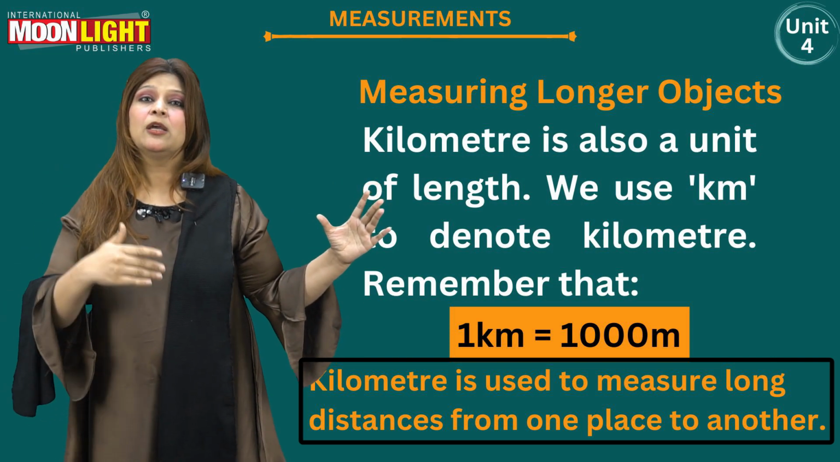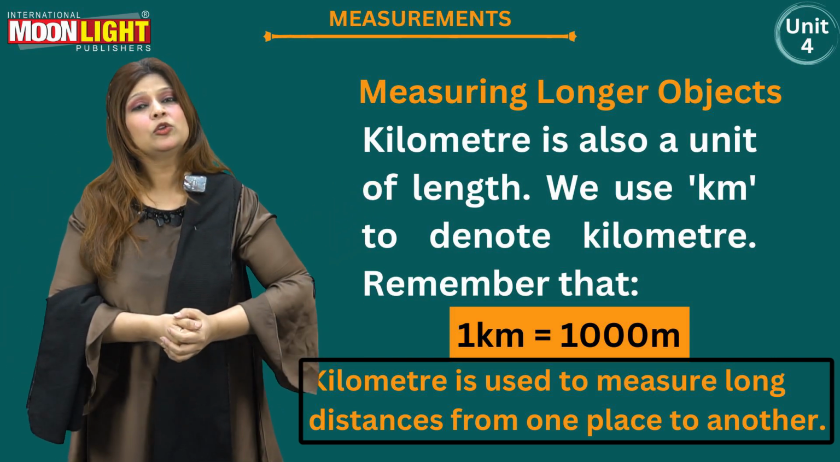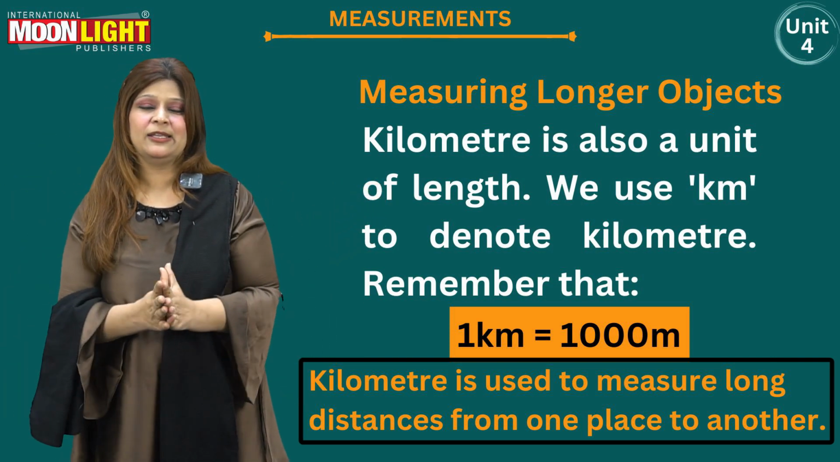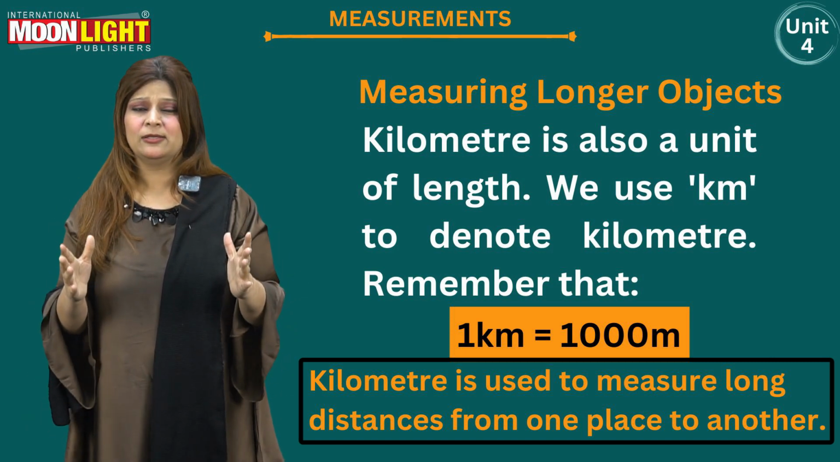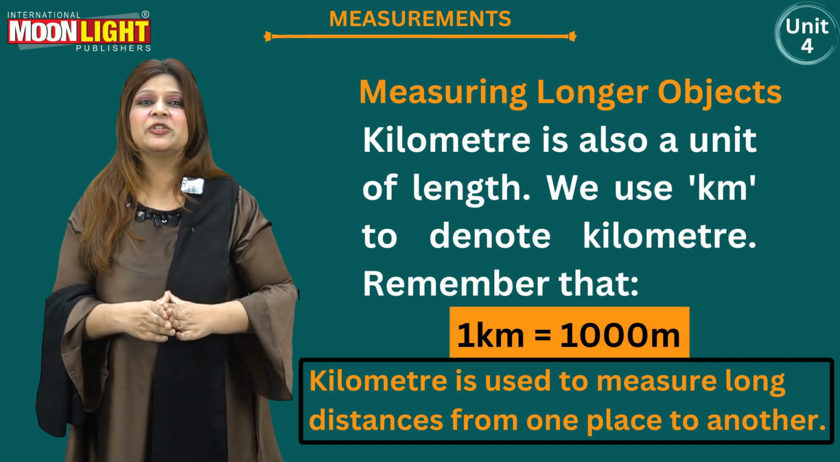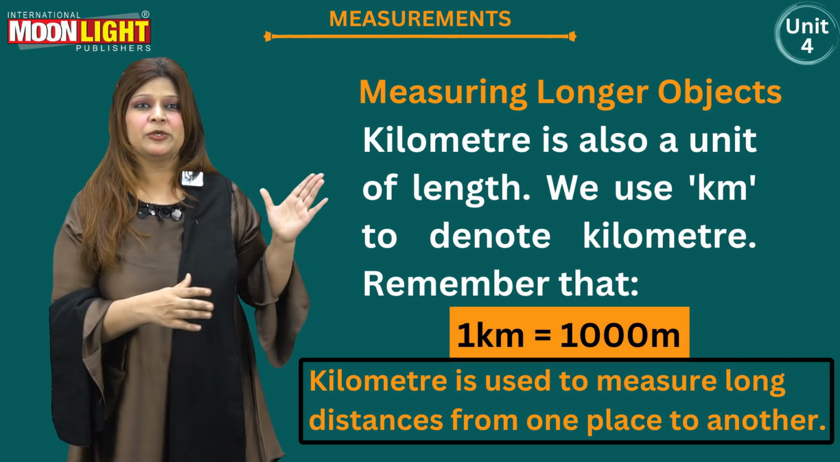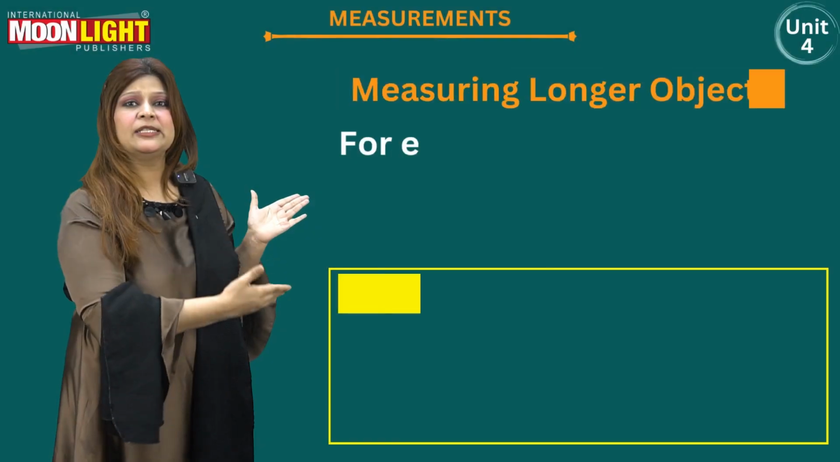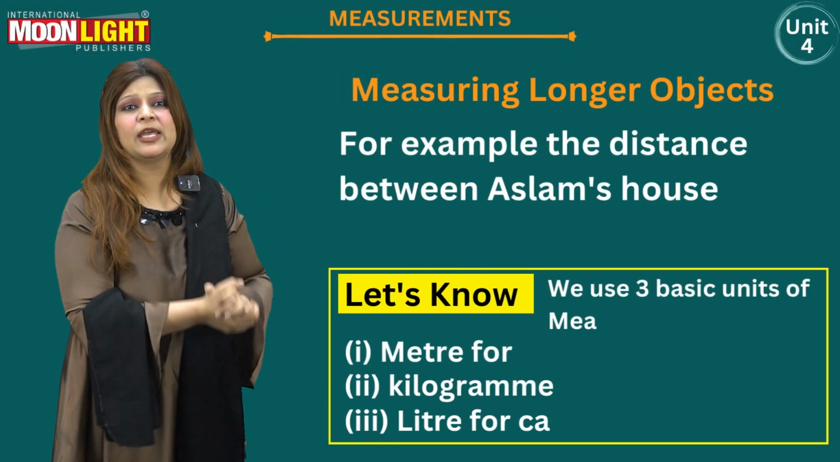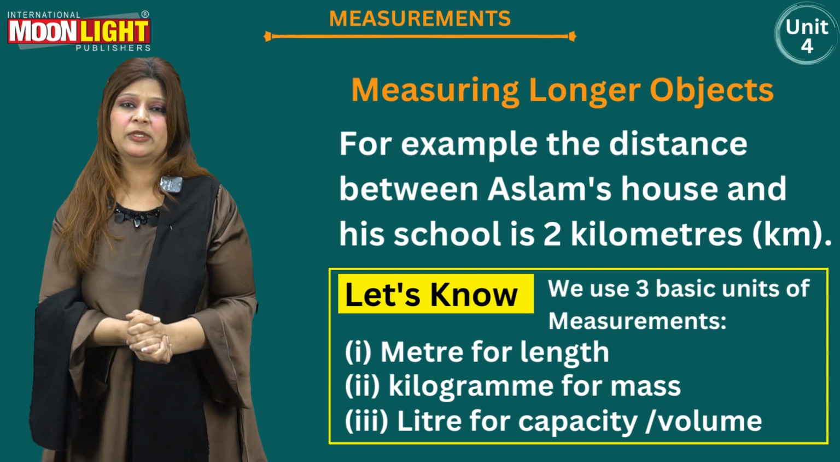आप अपने घर से स्कूल की तरफ जब मूव करते हैं, तो अगर आपका स्कूल बहुत पास है घर के, तो फिर आप मीटर में मेजर करेंगे। अगर आपका स्कूल दूर है, ज्यादा दूर है, तो आप उसको मेजर करेंगे किलोमीटर में। ओके, तो ये देखिए यहाँ पर मैं आपको एग्जांपल भी बताने लगी हूँ। फॉर एग्जांपल, द डिस्टेंस बिटवीन असलम्स हाउस एंड हिज स्कूल इज 2 किलोमीटर.